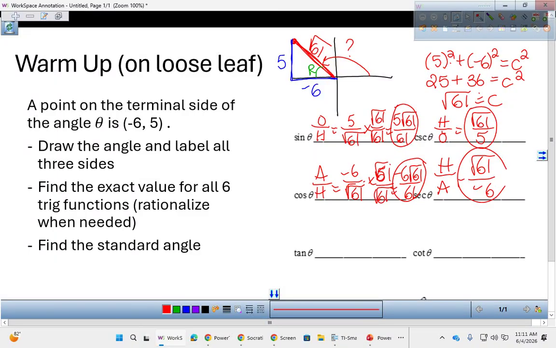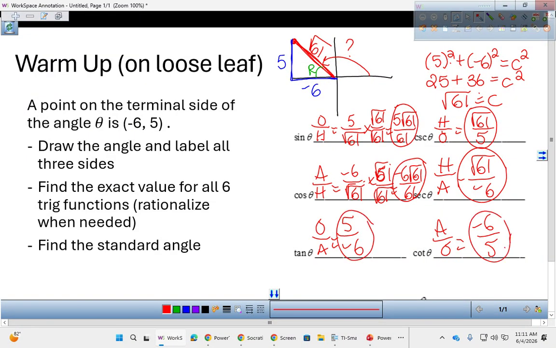So it looks like that. Tangent is opposite over adjacent. Opposite is 5, adjacent is -6. Cotangent is adjacent over opposite, -6 over 5.